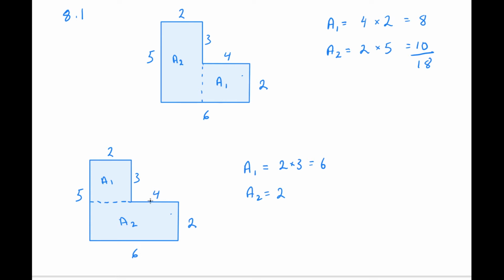We can't use the 4 because that stops right here. We need to use the whole length. So that's 2 times 6. So 2 times 6 is 12. 6 plus 12 is 18. Same answer, even though we broke it up into 2 different ways.